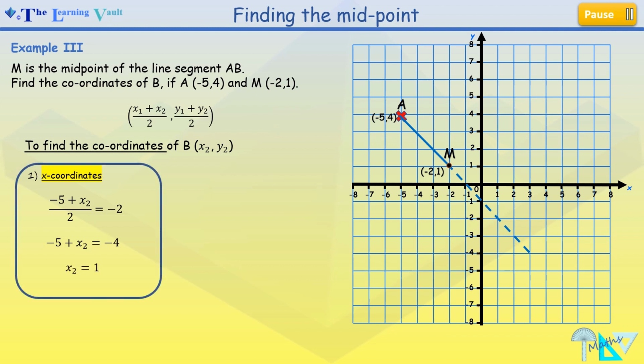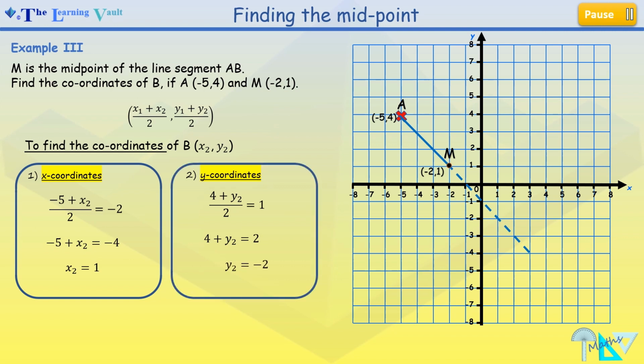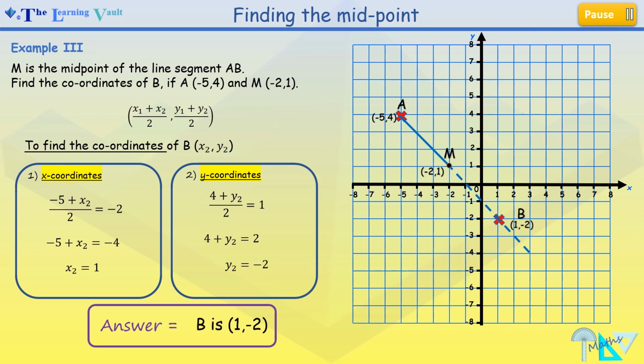Now to our y-coordinates. We have (4 plus y2) all over 2 equals 1. So we've got 4 plus y2 equals 2, and y2 equals -2. So our coordinates for B are 1 and -2.